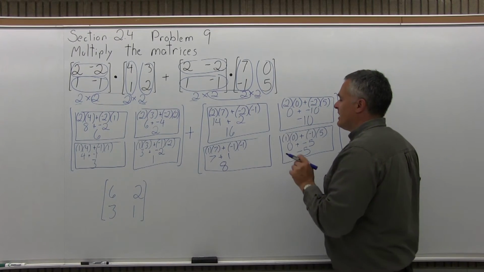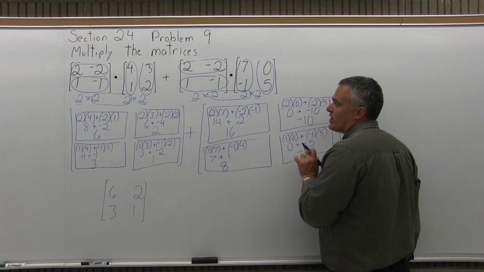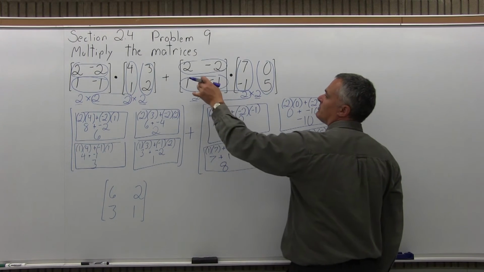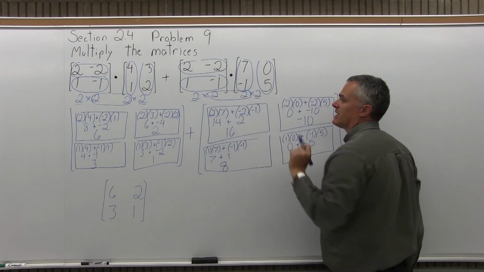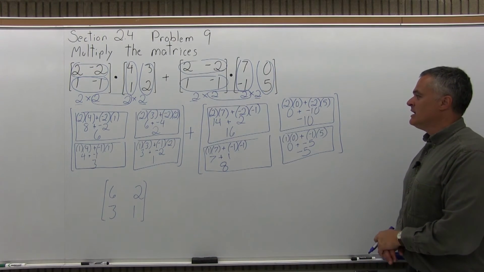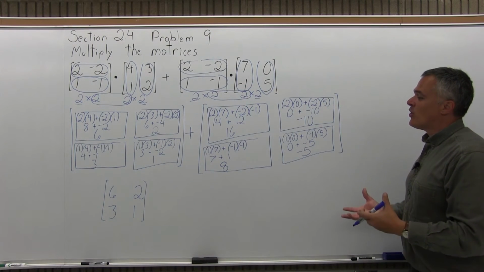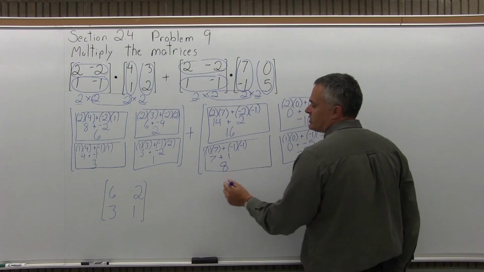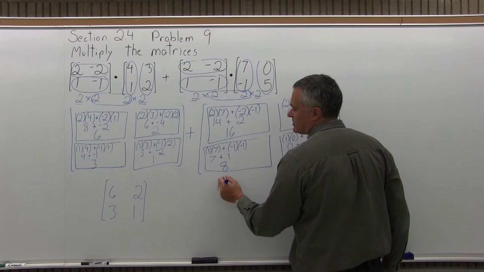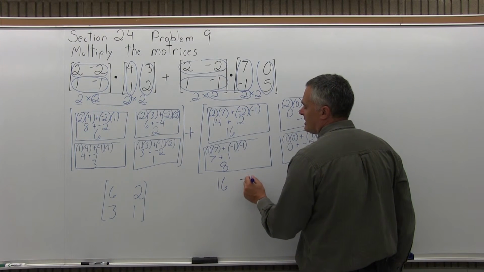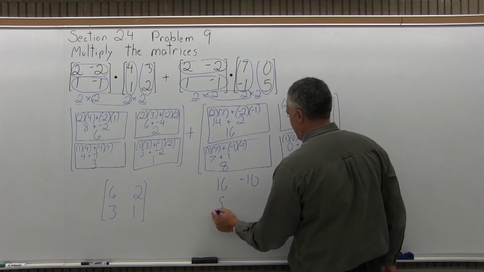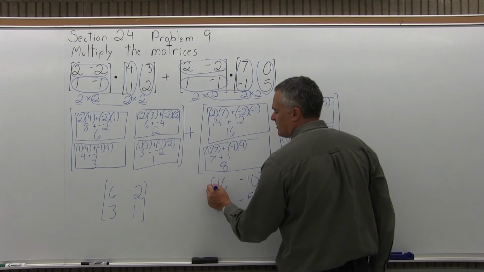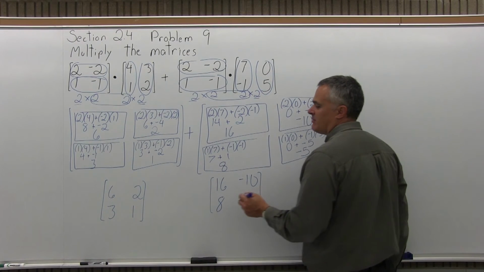And again, that's the spot it goes in the bottom row and second column of my solution, because I multiplied the bottom row of the first matrix times the second column of the second matrix. And that's the answer, again, shown with all the work. So let me write underneath all my work just the simple matrix with only its answers: 16, negative 10 in the top row, 8, negative 5 in the bottom row. And that's next to the answer that I got from the first two matrices that I multiplied.